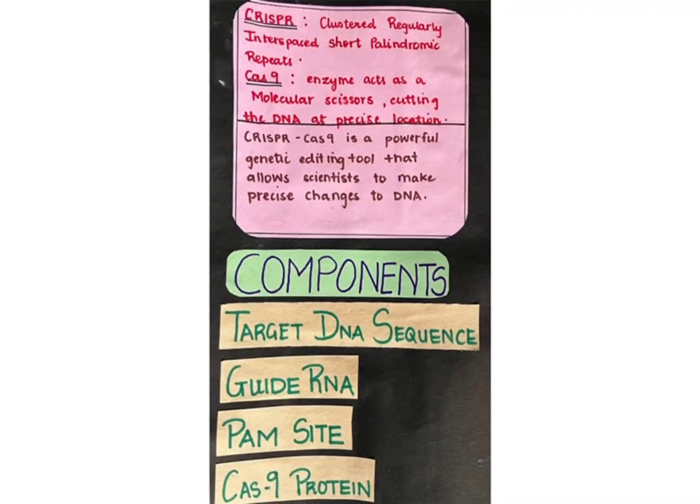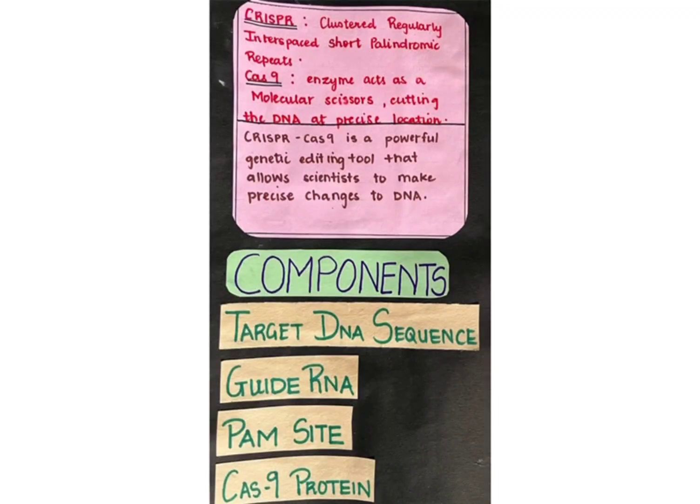Second is guide RNA. The guide RNA is a key player in the CRISPR-Cas9 gene editing system. Think of a gRNA as a map or a GPS that guides the gene editing tool Cas9 to the exact spot where changes are needed in the DNA. Scientists use gRNA to find the specific sequence in the DNA that they want to edit.